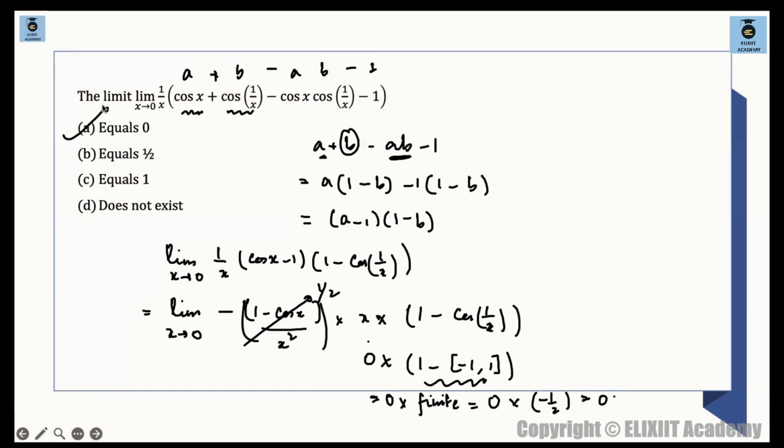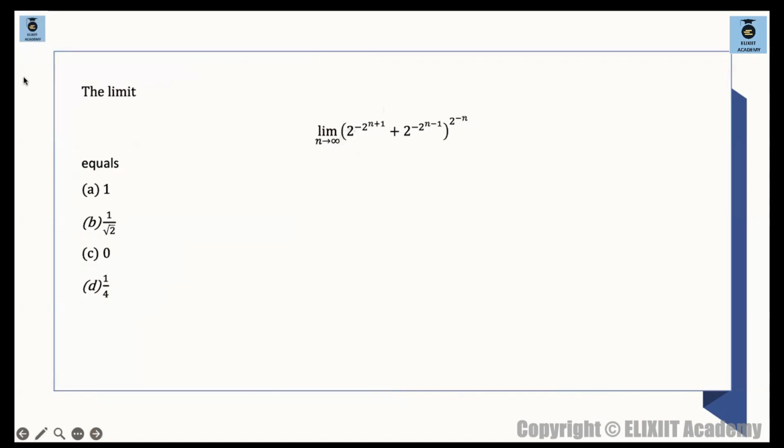These are clearly format-based questions. A, B, and 1: if these terms are present, obviously you will go for factorization. I do mention all these things in my limit classes. Whenever these kinds of formats are present, you have to factorize. Next question.